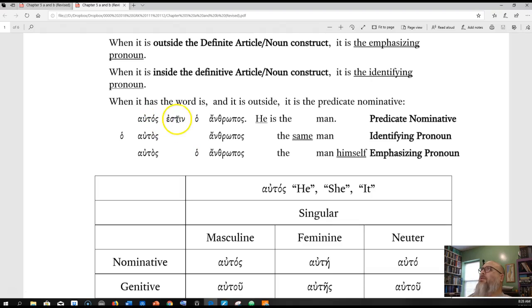But when you have the verb is, autos can just be he, she, or it. When it's inside the definite article noun, it's the same man, so you'll translate it as the word same. And when it's outside that, but doesn't have is, then it's the emphasizing, the man himself. We'll see this enough times. It won't be a big deal, so don't worry about it.